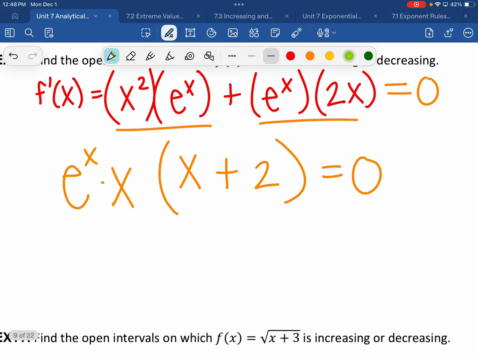All right, so every single factor is going to get set equal to 0. So e to the x gets set equal to 0, because that's what's left whenever you take the e to the x and the x out. The x from the first one and then the 2 from the second one.